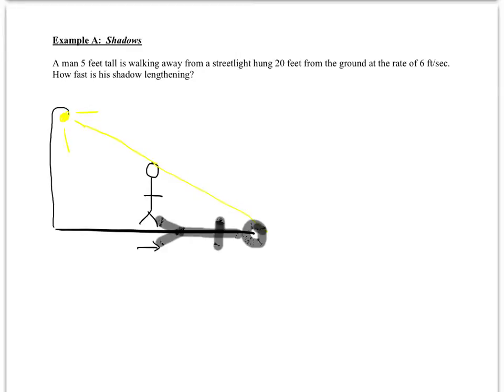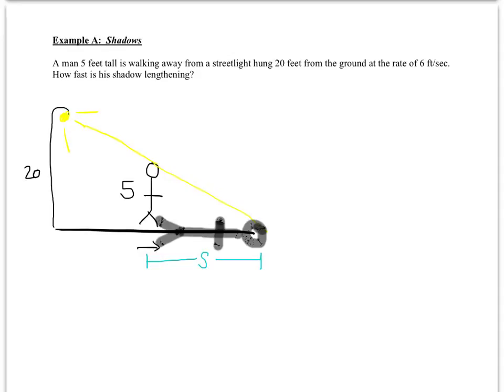So our guy here is 5 feet tall, and our light is 20 feet high. That cannot change. But what is changing? Well, certainly his shadow is changing, so let's give that a variable. Right here, let's call that S. And now you may see this as being pretty familiar from our work we just did.